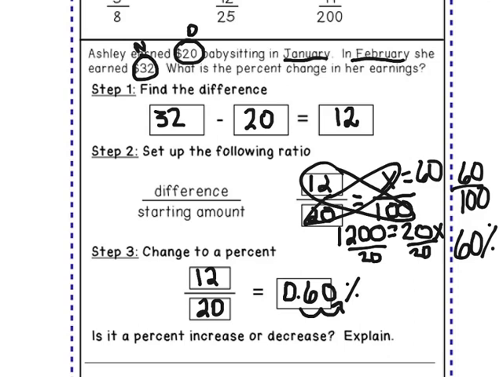So either way you want to do step 3 is completely fine. You find the difference. You take the difference over your starting amount, or your original amount, and you either divide them to get the decimal and turn that decimal into a percent, or you set it up as x over 100 and do cross products and get your percent that way. Either way you want to do it.